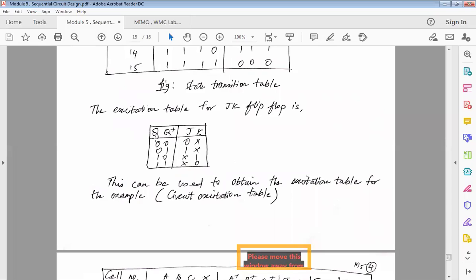So this is my present state Q, and this is my next state Q plus, and for what inputs this is going to be excited.